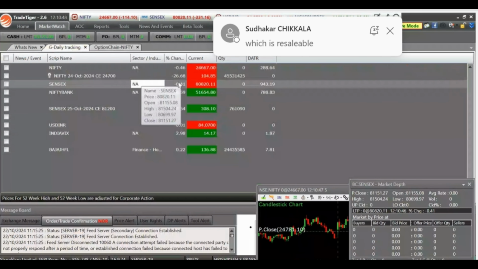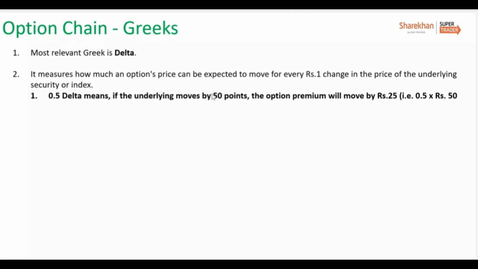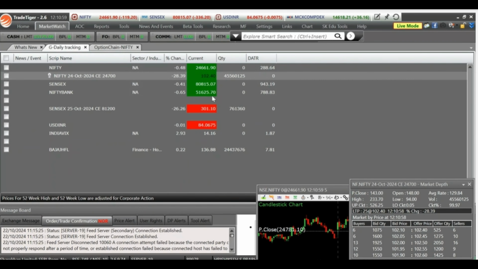Now, let us try and add the 24,700 call option. Around 105 चल रहा है, correct? If Nifty goes down to 24,600, which is by around 70 points, इसका प्रीमियम कितने से घटना चाहिए? 0.5 into 70, which is around 35 rupees. Right? So 105 minus 35 gives me my stop loss for this call option. And similarly, let's say we are expecting markets to go up to 24,800, around 150 points from the current market price. And hence my target becomes 0.5 into 150, which is 75, around 180 के आसपास मेरा target बनता है.